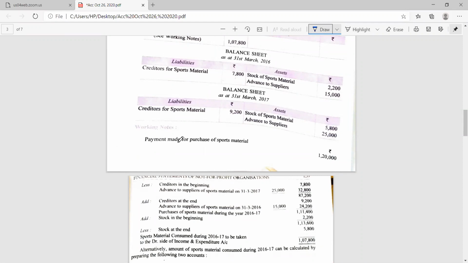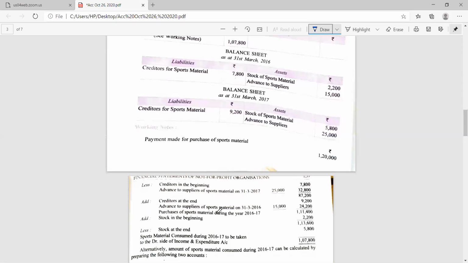In the working note, you have to calculate the payment made for the purchase of sports material, in which the creditors in the beginning will be deducted. Very similar to that, the advance is also deducted, but closing advance will be added, the advance given on the closing date.